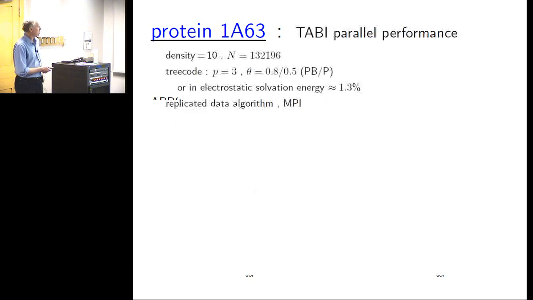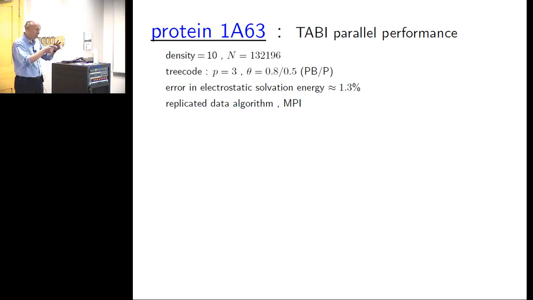Now, parallel performance of this algorithm. We chose a particular system here, the same protein, but with 130,000 triangles and some tree code parameter values. This is a case where the error in the electrostatic potential and its electrostatic solvation energy is 1.3%. And because we're using so little memory, relatively speaking, we can use a replicated data algorithm.